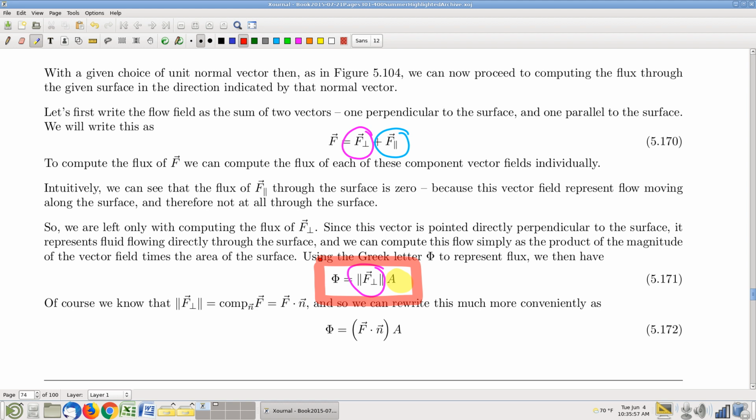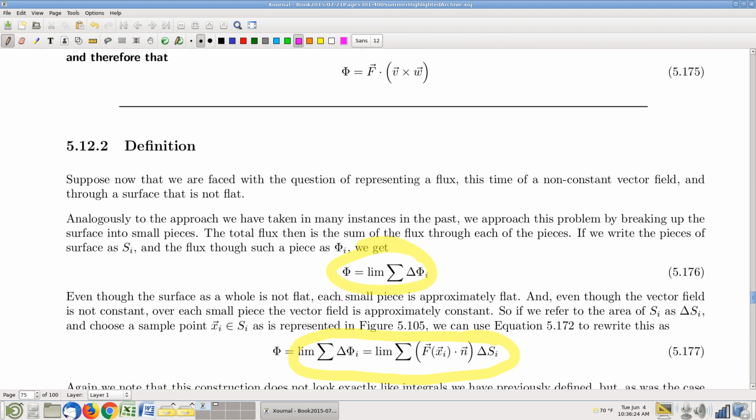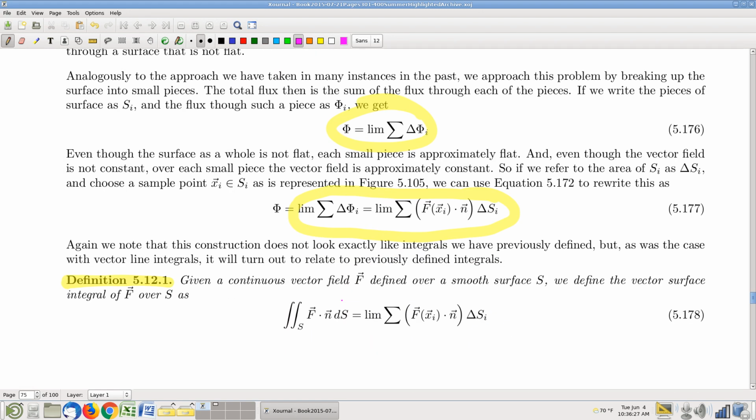Good news, this perpendicular component, we know how to compute components. Dot product with the unit vector. We're interested in the component that is perpendicular to the surface. N is the unit vector perpendicular to the surface. So F dot N is exactly what we're interested in there. Okay. All right. So here's how the integral comes up then. It's no big deal.